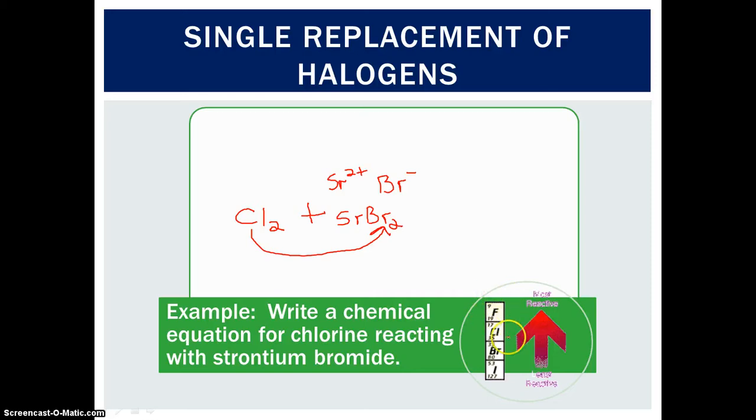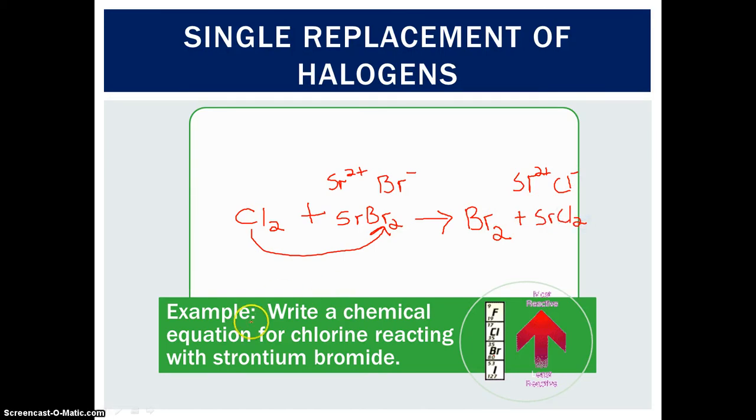Now again, we're looking at the activity series. Fluorine is more reactive than chlorine, is more reactive than bromine, is more reactive than iodine. You go in order on the periodic table. So chlorine is more reactive than bromine, so chlorine would react. I would have bromine off by itself, remembering that bromine is a diatomic molecule. And then I would have strontium and chlorine forming an ionic compound. Swap and drop, SrCl2.